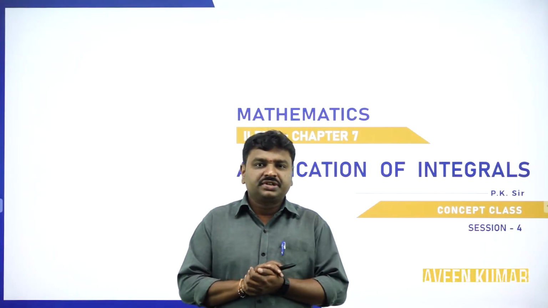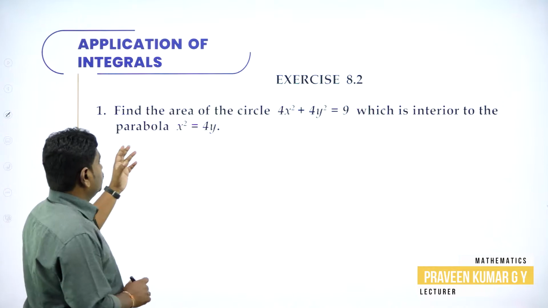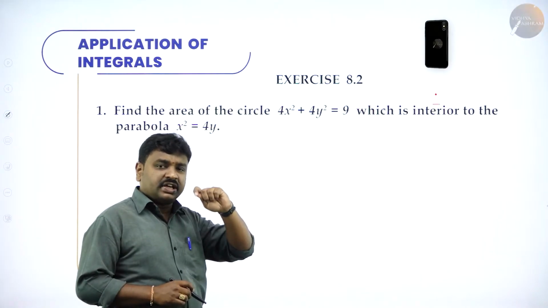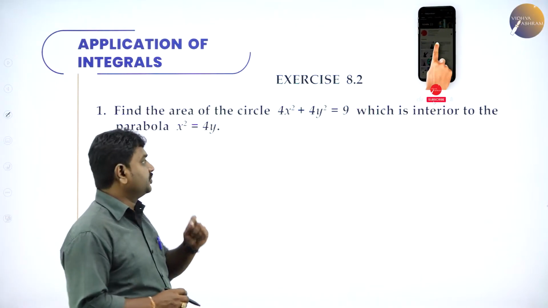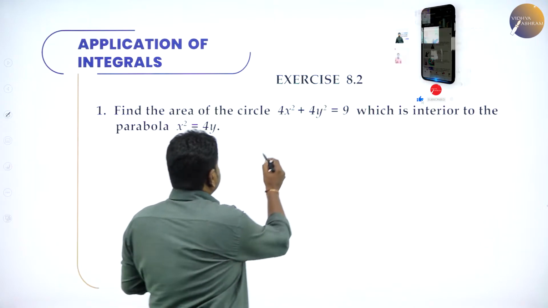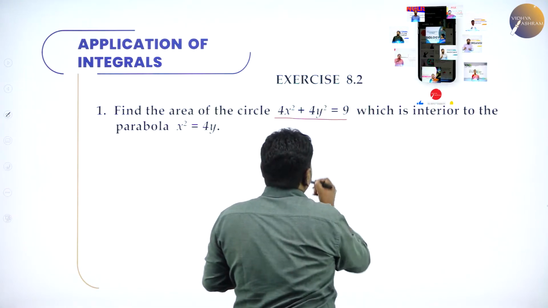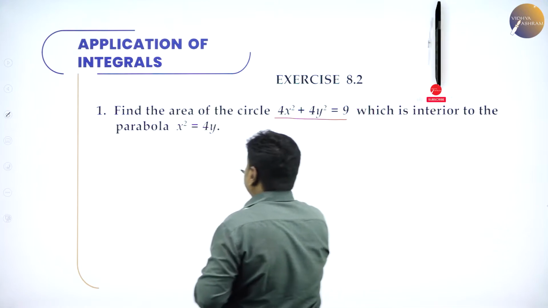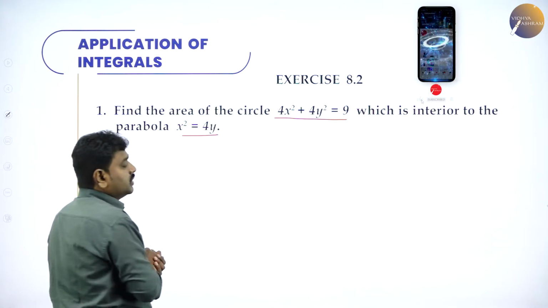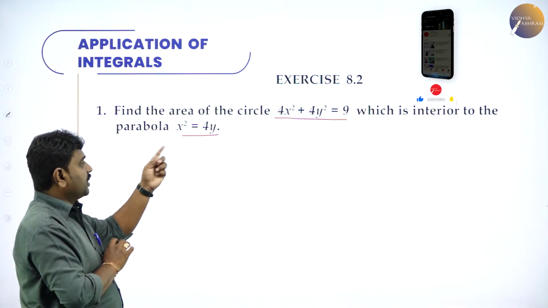Welcome to the session, dear students. So now we'll go ahead with finding areas between the curves. So now find the area of the circle 4x square plus 4y square equal to 9 interior to the parabola x square equal to 4y. See, they gave circle and parabola.